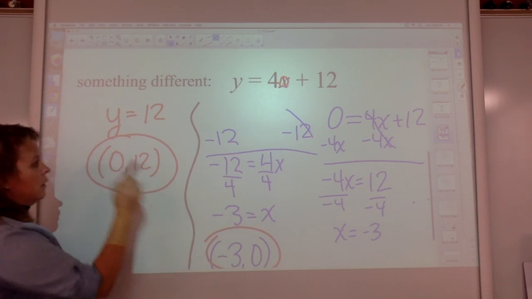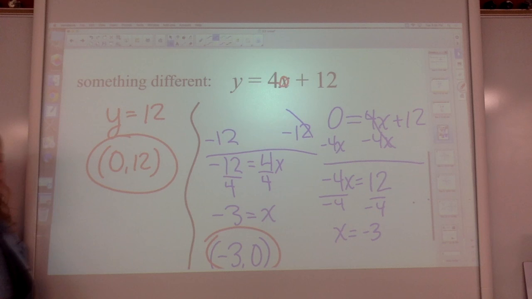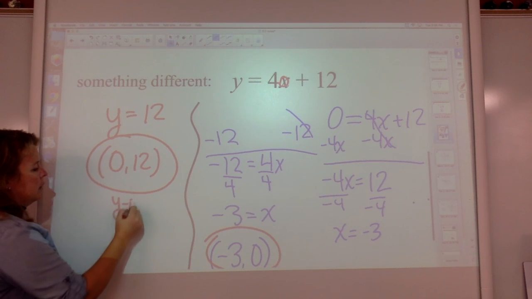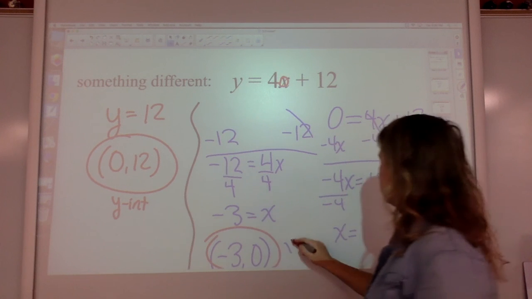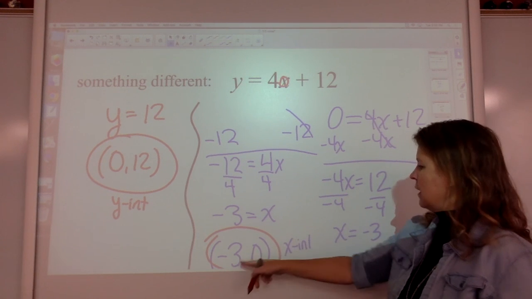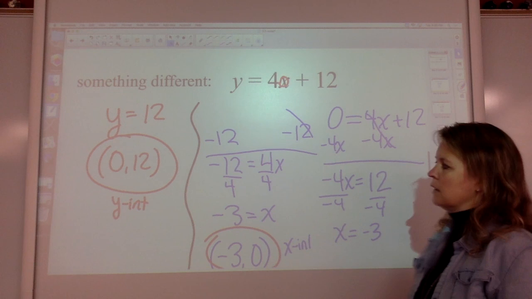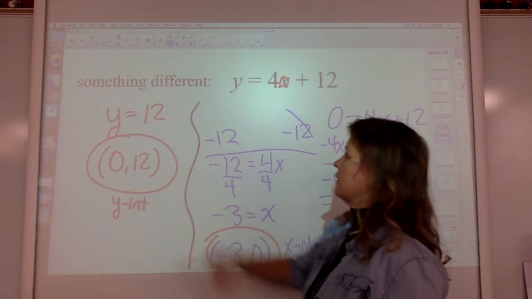X-intercept, negative 3, 0. Y-intercept, 0, 12. Make sure you know which one is the x-intercept and which one is the y-intercept. Okay, this one is the x-intercept because the x actually has a number in it. This is the y-intercept because the y has a number in it.